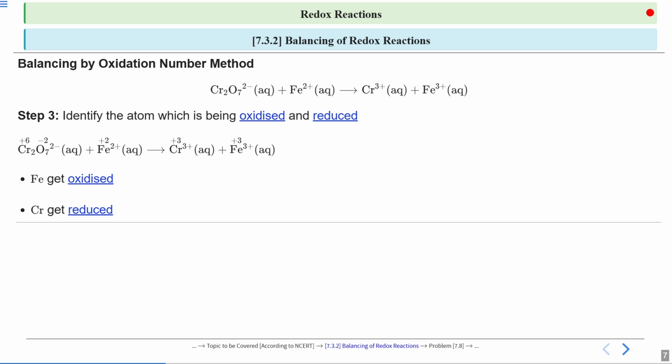While looking at the chromium, we can see that it is being converted from +6 to +3. That means the oxidation number has decreased and the chromium is reducing. Hence, the atoms are identified for being oxidized and reduced. So, iron is oxidized while chromium is reduced.